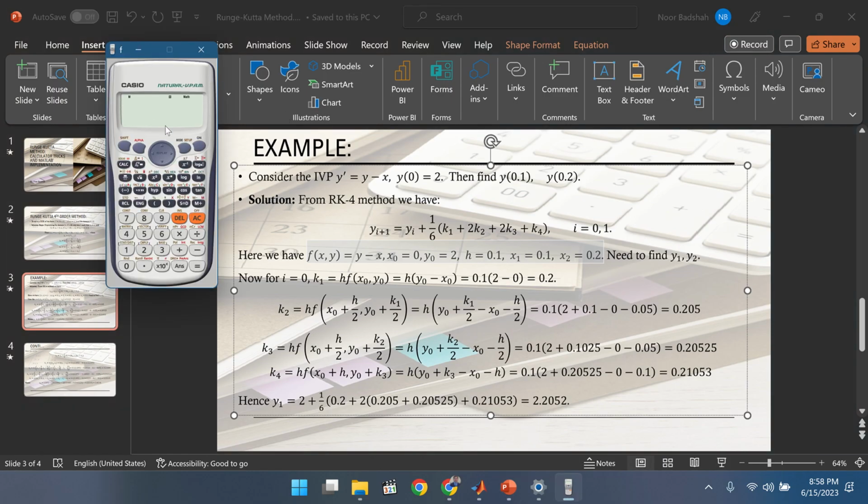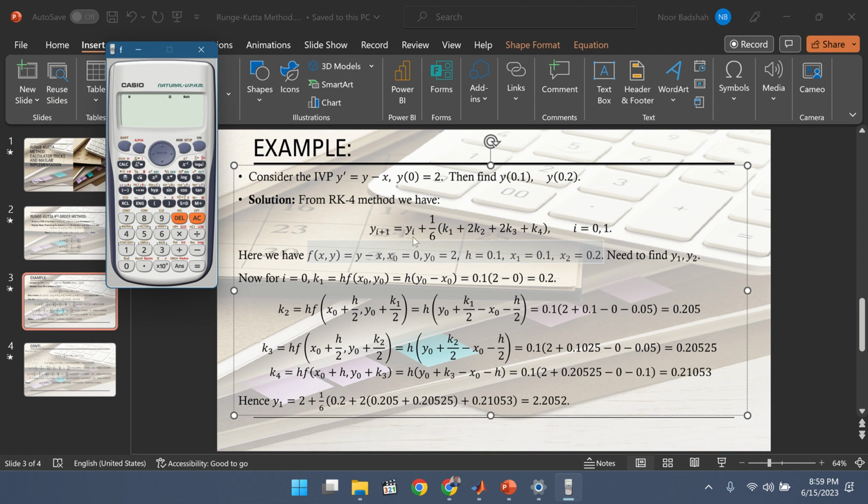Now the question is, how do we find all these values by using a calculator? I'm going to explain that. First you must remember from my last video that we want the calculator to be in maths mode, and it must be in radians as well. We are basically labeling things, keeping in mind all of them. We are using x, y, k1, k2, k3, k4, and I'll be using a variable for h as well. So these are the things I'm going to use in the calculator.